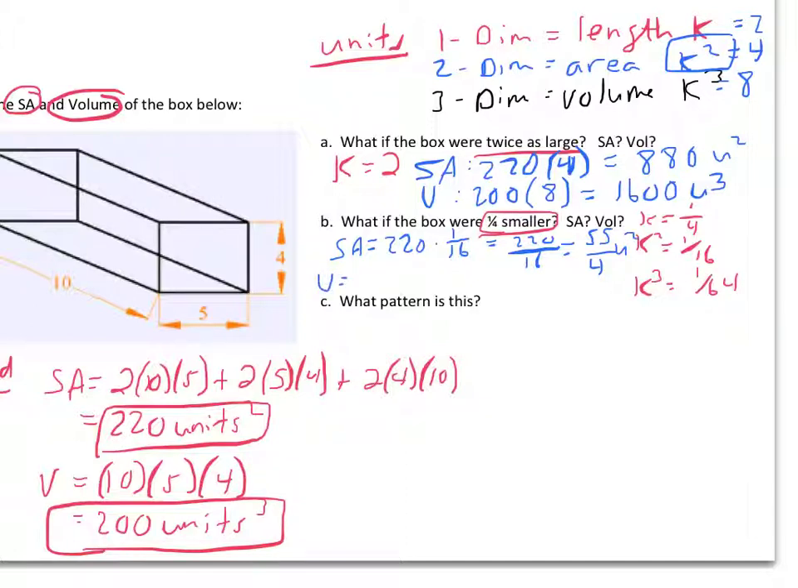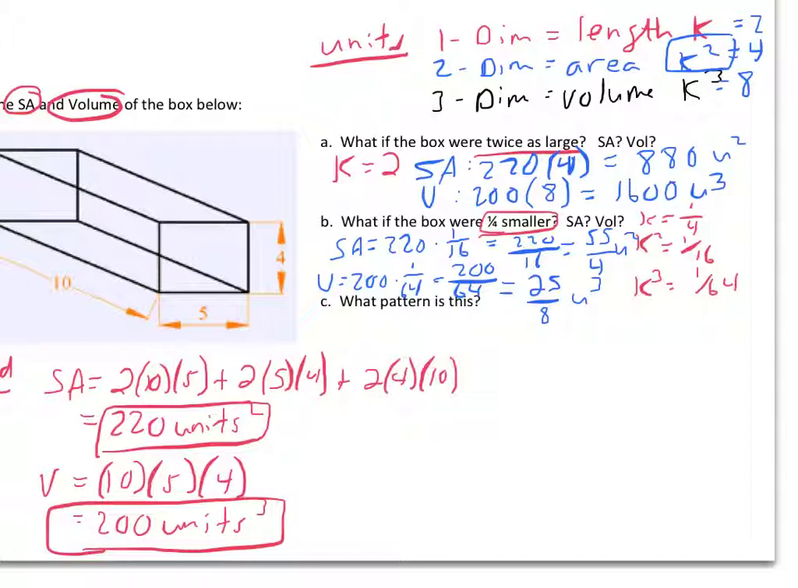Volume is 200 times 1 over 64, because you have to find K cubed, which is equal to 200 divided by 64, and that reduces down to 25/8 units cubed. So what pattern do we see?